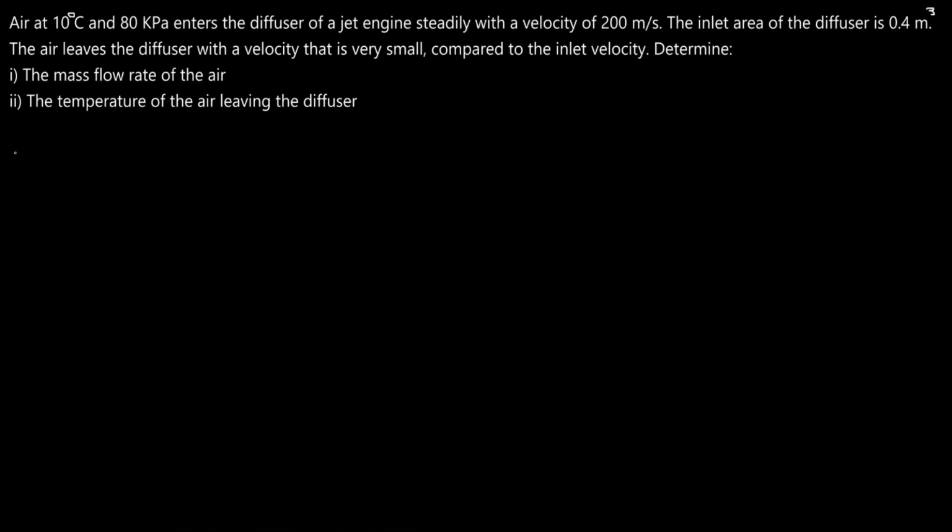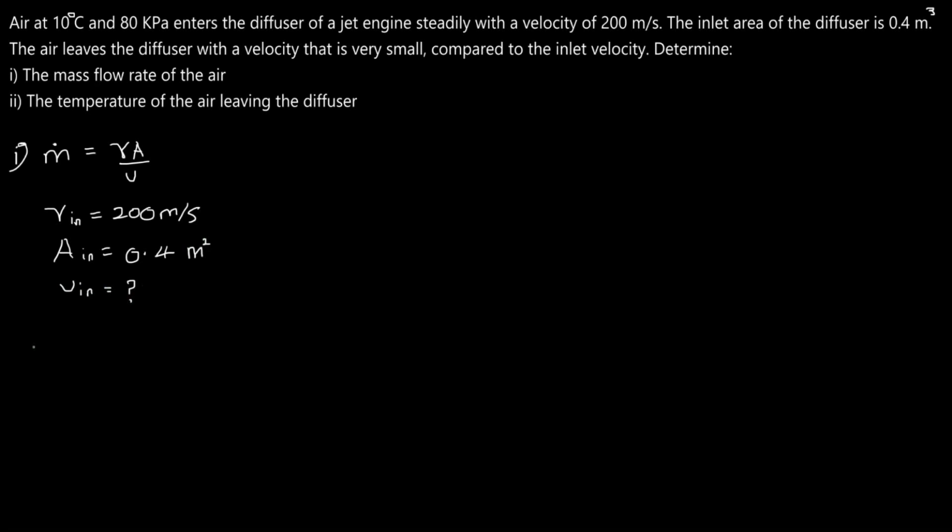So to calculate the mass flow rate, we can use the expression mass flow rate equals velocity multiplied by cross-sectional area divided by specific volume. Now we know the velocity at the inlet, which is 200 meters per second. We also know the cross-sectional area of the inlet, which is 0.4 meters squared, but we don't know the specific volume of the fluid at the inlet.